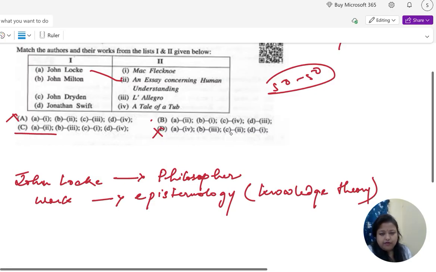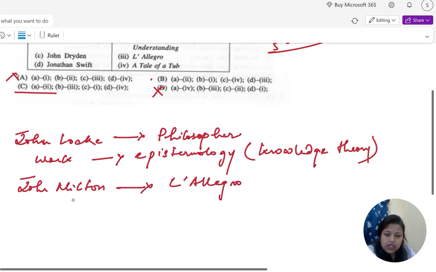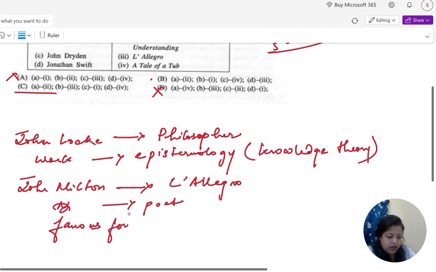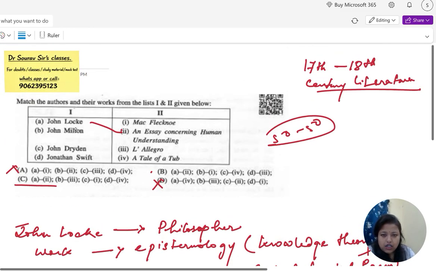Next one is John Milton. John Milton wrote L'Allegro. Milton was basically a poet, famous for Paradise Lost. And it's a short lyrical poem. Clear? Short lyrical poem. So B will be 3, B3 over here, and we have got a correct answer, that is C.